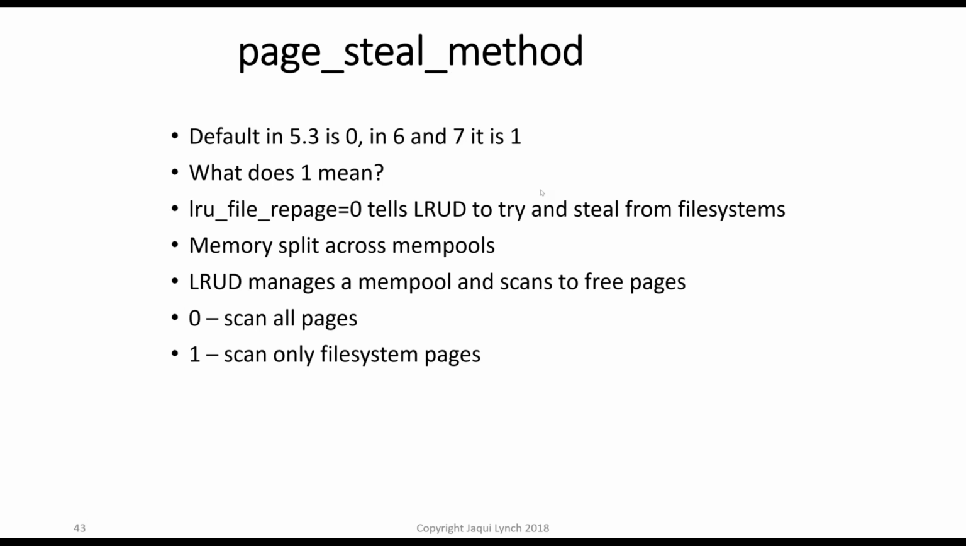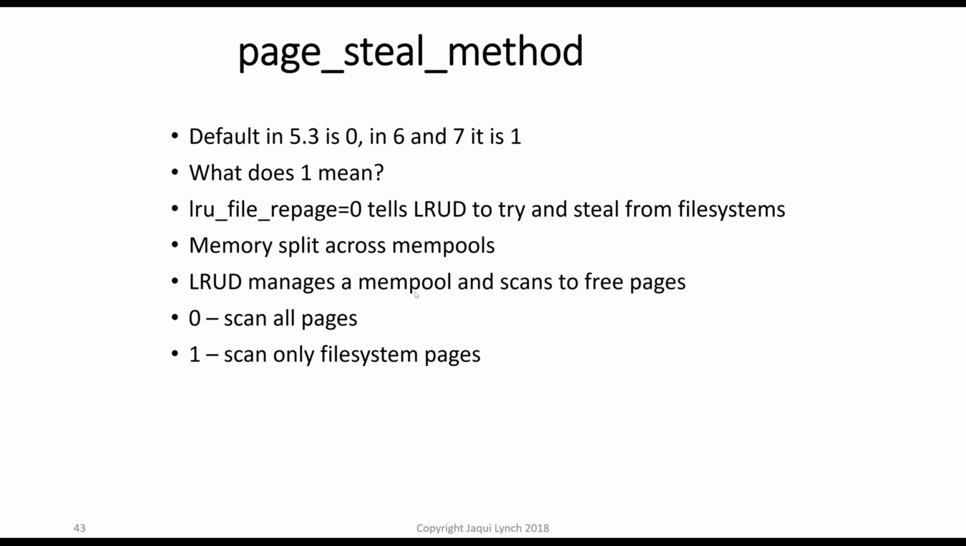In terms of page steal method, again, by default, this is set correctly in 6 and 7. What it does is it tells the LRU daemon how to try and steal from file systems. When your system comes up, the system takes the memory and splits it across memory pools for the LPAR. There is supposedly a calculation that total memory divided by 8 equals memory pools. I've brought up 2 LPARs identically sized, and I've had different numbers in memory pools. So I use vmstat -v to find out how many I have.